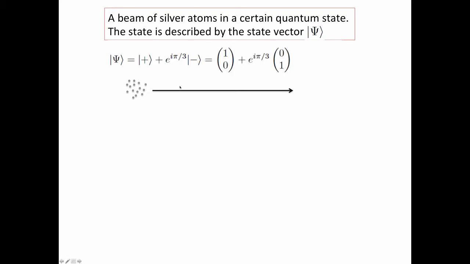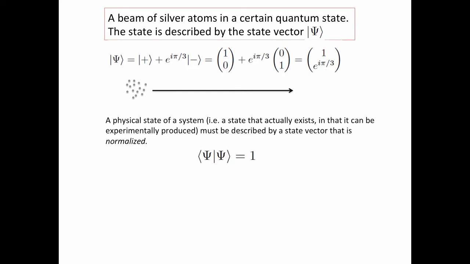Now, in matrix notation, the plus and minus basis kets are just described by column vectors, with the plus state being described by the 1, 0 column vector and the minus state by 0, 1. So when we combine them together in this combination, the state psi is described by the column vector 1, e to the i pi divided by 3.